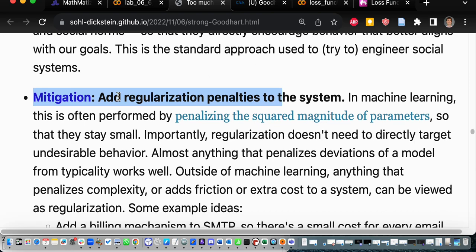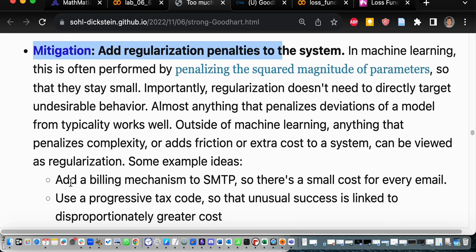You can do that in real life. You can do that for anything. And I like this example: add a billing mechanism to SMTP. SMTP is how internet emails work. When you send an email, it goes over SMTP. Right now, you can email anybody anything, as I'm sure your spam box is aware of, right? You get millions of emails that have nothing to do with you because it's free.